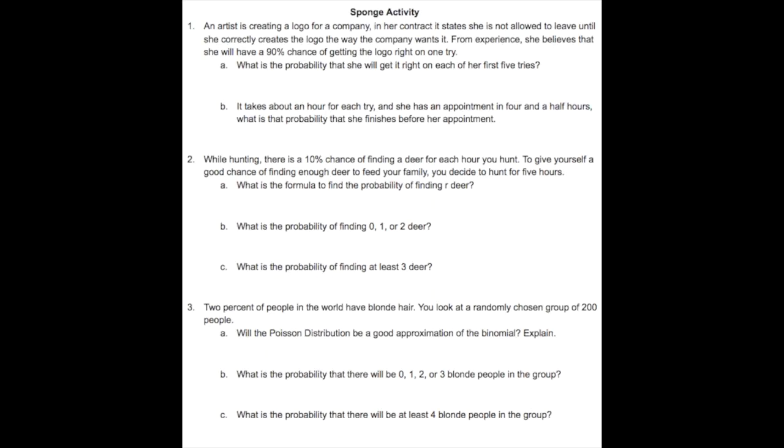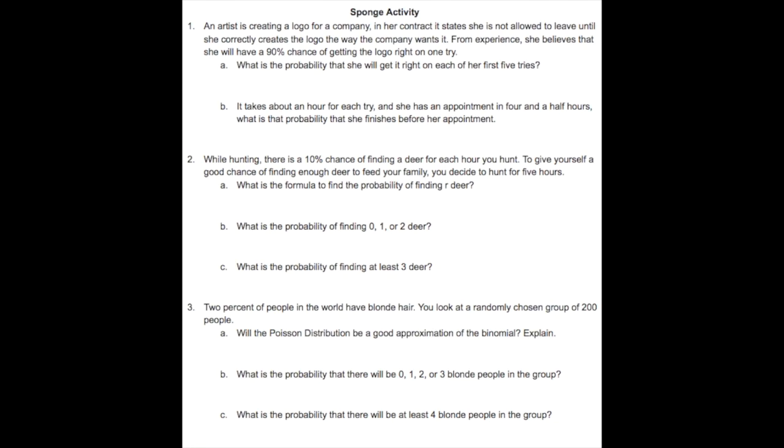Alright, now time for the sponge. Since there were 3 different things going on in this lesson, I wanted to make sure that we covered all 3 in the sponge. I apologize for the size of the sponge, but I don't think it's actually that bad. You just have to remember the different formulas.